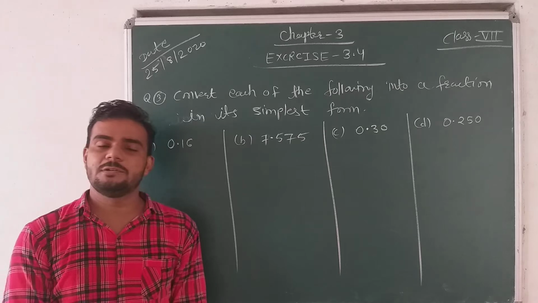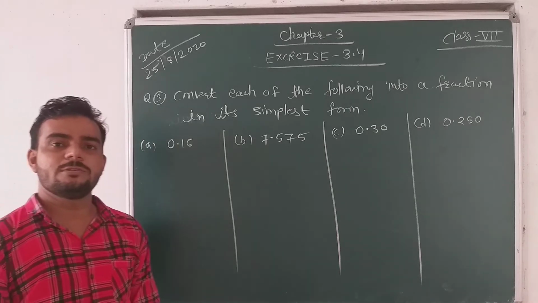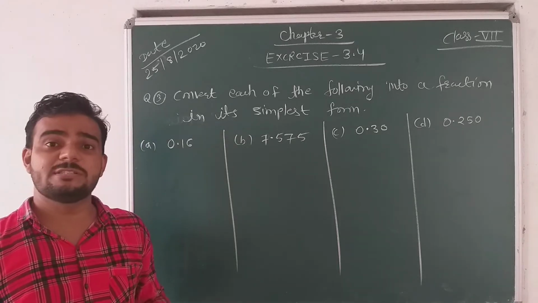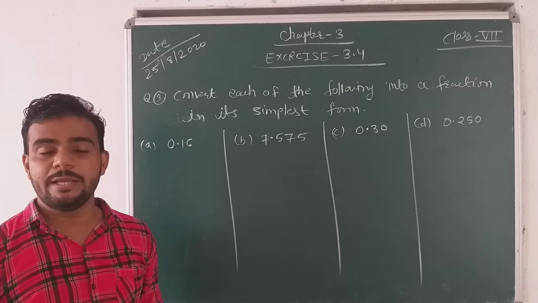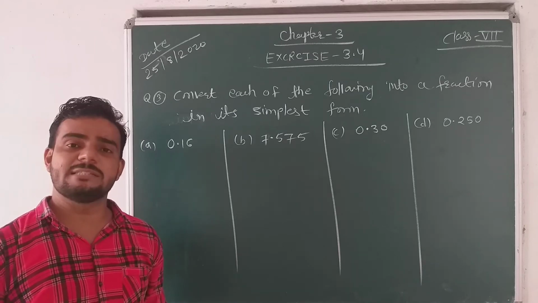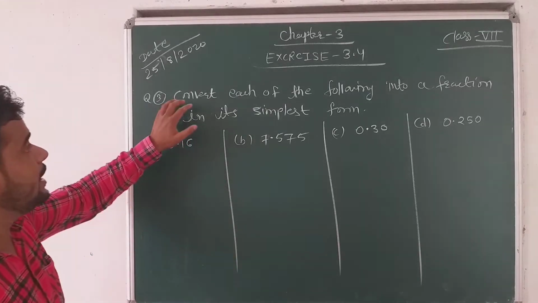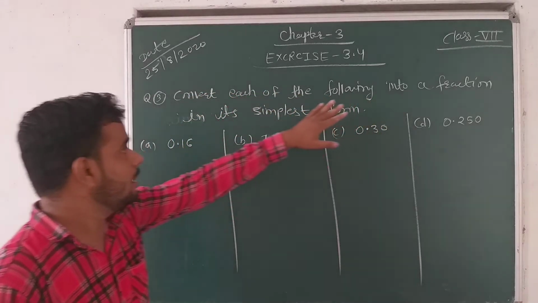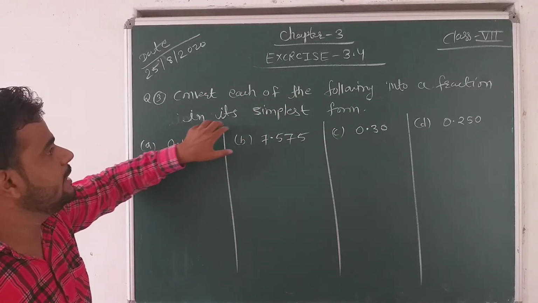Okay students, I think you understood the second question. So now our third and last question, and afterwards Chapter 3 is completed. Then we will start Chapter 4. So just see: convert each of the following decimals into a fraction in its simplest form.